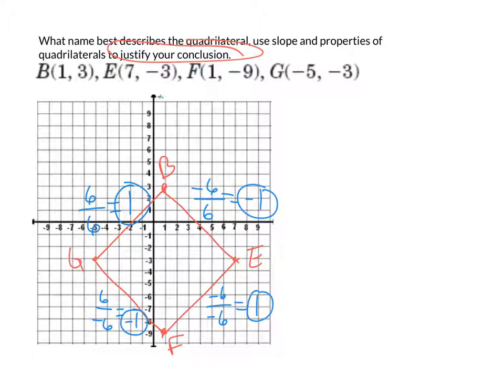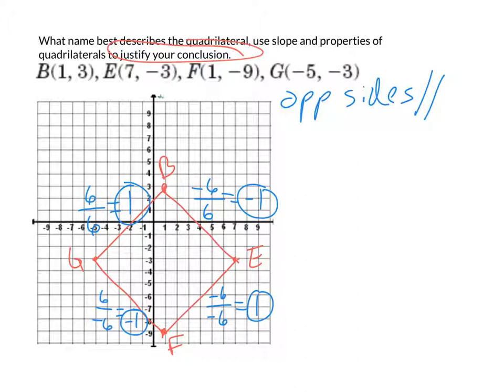So what do I know first? Well, my opposite sides have the same slope, so the opposite sides are parallel. That's a start. Let me jot that down. Opposite sides parallel. Cool.